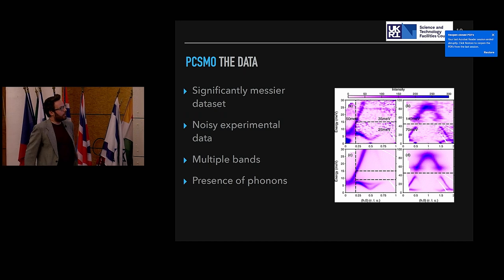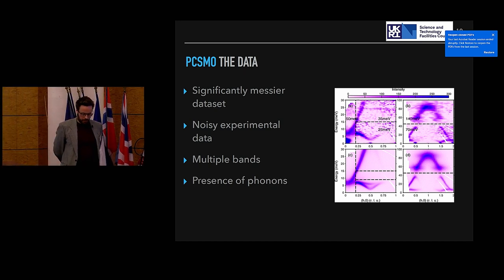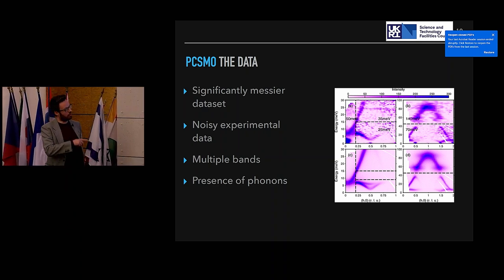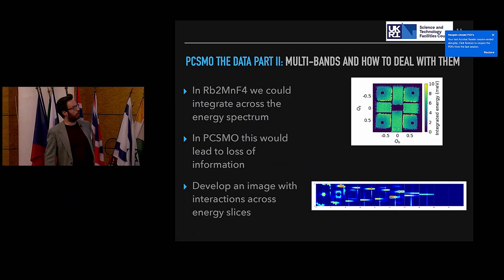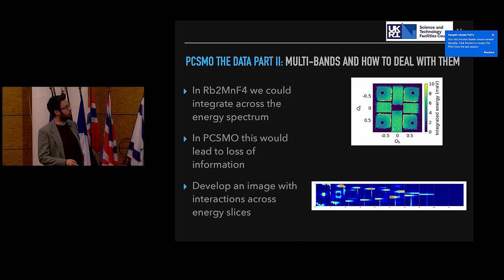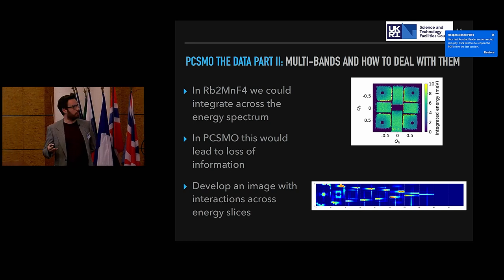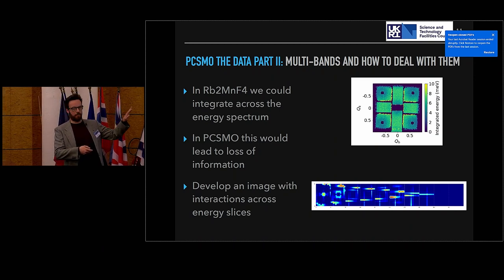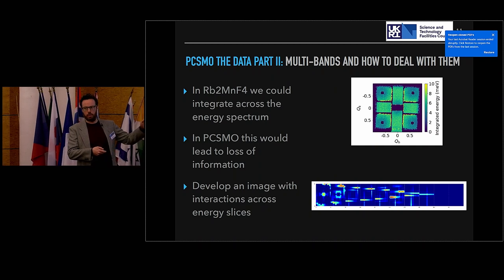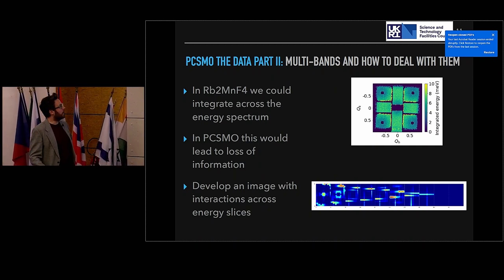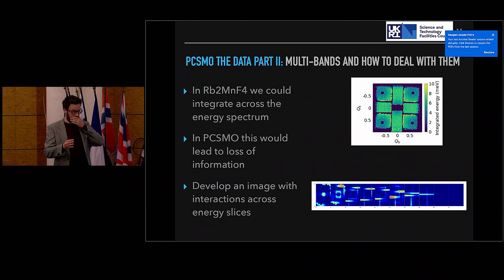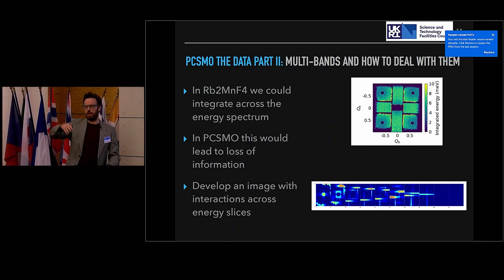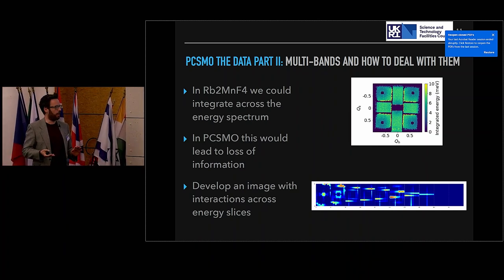The other thing is that while the first case we looked at had just a single energy band, there are actually several branches of magnons in this system. So we have multiple bands in the spectrum. How do we deal with them? In the 214 case, we could collapse down into a 2D map, and you don't lose any information by doing that, and you can feed that into your network. In this case, if you collapse it down to a 2D map and integrate across energy, of course you'd integrate across several bands, and by doing that, you lose information. So we have to think about that.